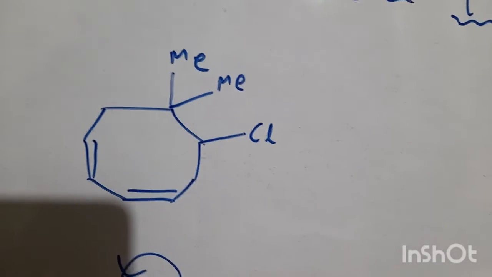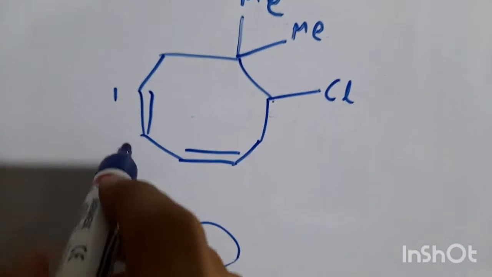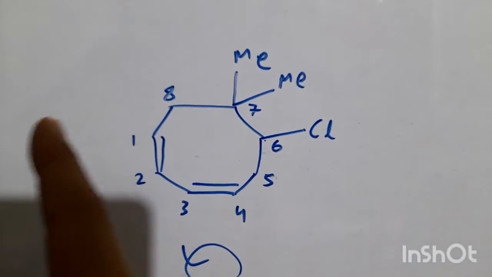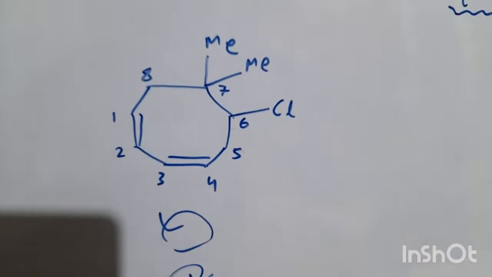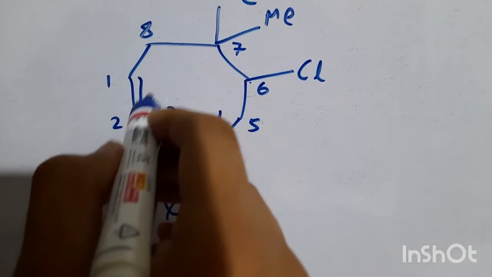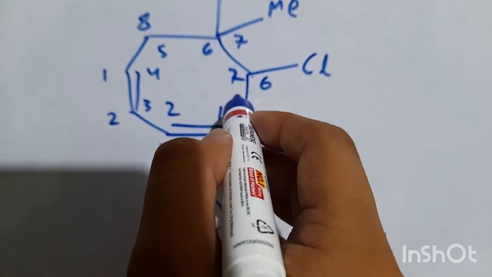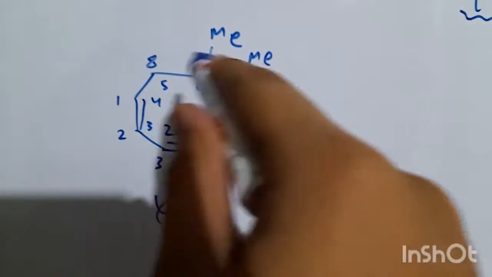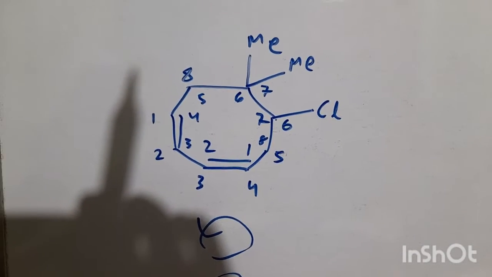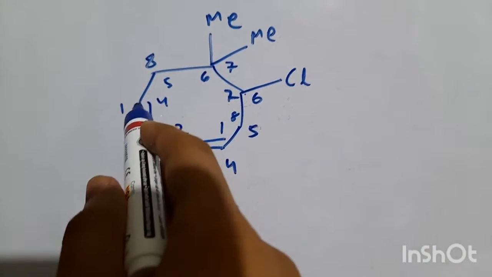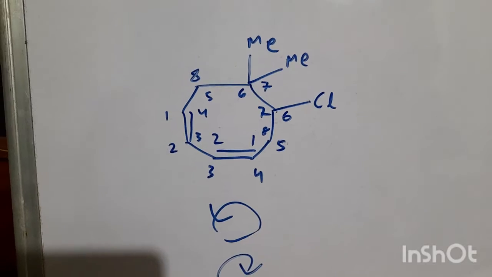Well, in this example, there are two possibilities, prioritizing the multiple bonds. Either we start from here, 1 2 3 4 5 6 7 8. This is anti-clockwise, the outside possibility. Another possibility is 1 2 3 4 5 6 7 8, the inside, which is clockwise. So which one shall we take? Because the double bonds are getting the same numbers in both of these, 1 and 3, 1 and 3.